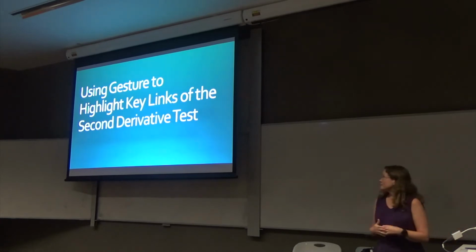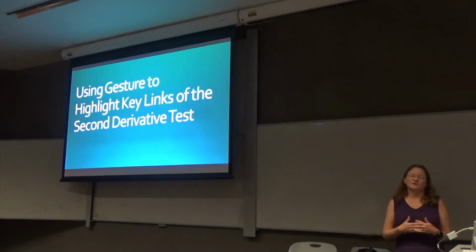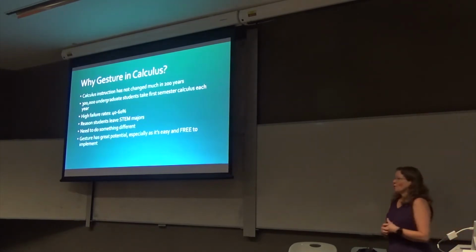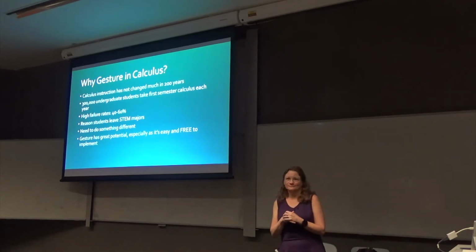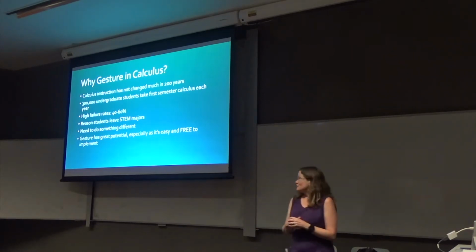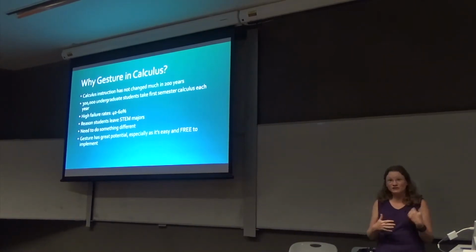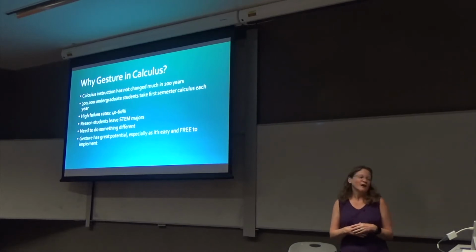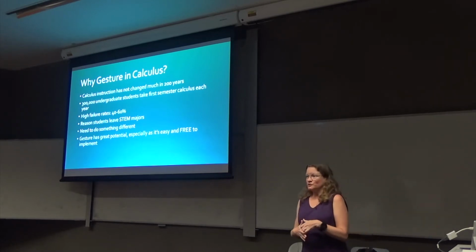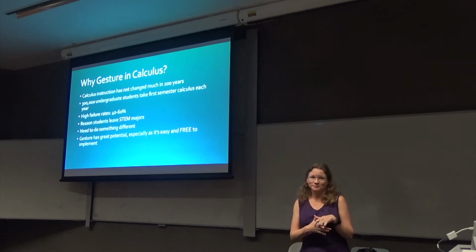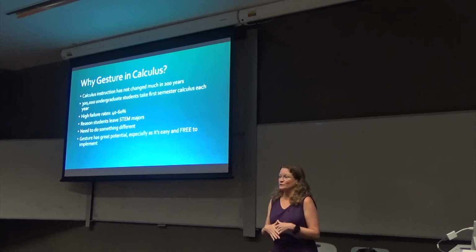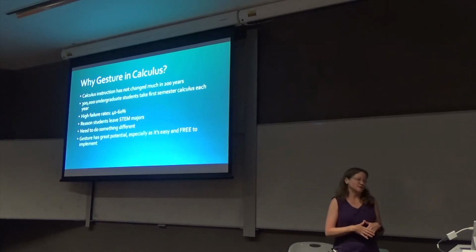So first, let's talk about gesture and how we can use that to highlight key links in the 2nd derivative test. Well, why would I even care about gesture? Seems like you do it, but you don't think about doing it. Well, as it turns out, calculus instruction hasn't really changed in like 200 years. And there are over 300,000 students in the US alone who take 1st semester calculus each year. And it's one of the courses that has a very high failure rate. Somewhere between 40 and 60% of students will fail that course on their first attempt.